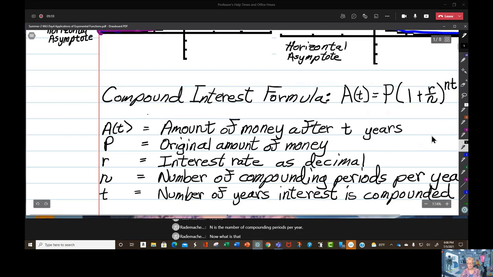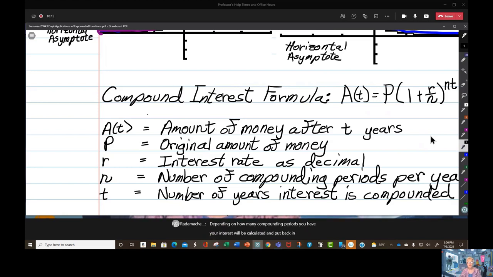Now, what is a compounding period? You put your principal, maybe $100, in the bank. Depending on how many compounding periods you have, your interest will be calculated and put back into your balance so that the balance grows. Then the next time your interest is calculated, you'll have a little bit more interest. That will be put into your balance, so the balance grows. Now there's a list of what n could equal depending on the number of compounding periods you have.